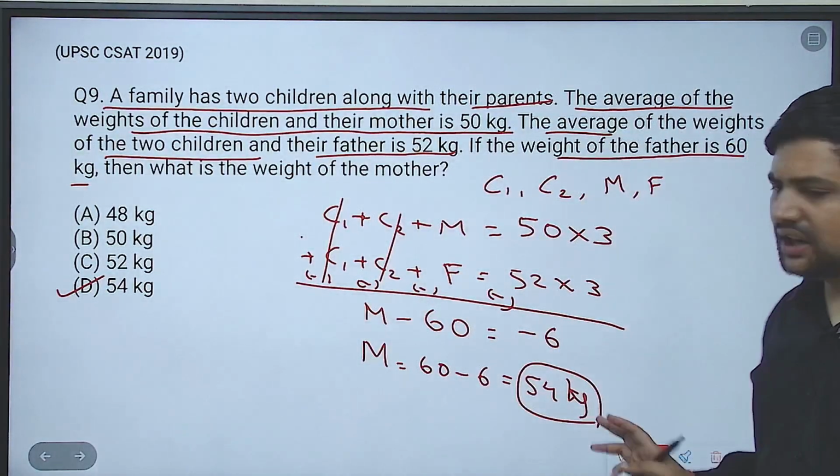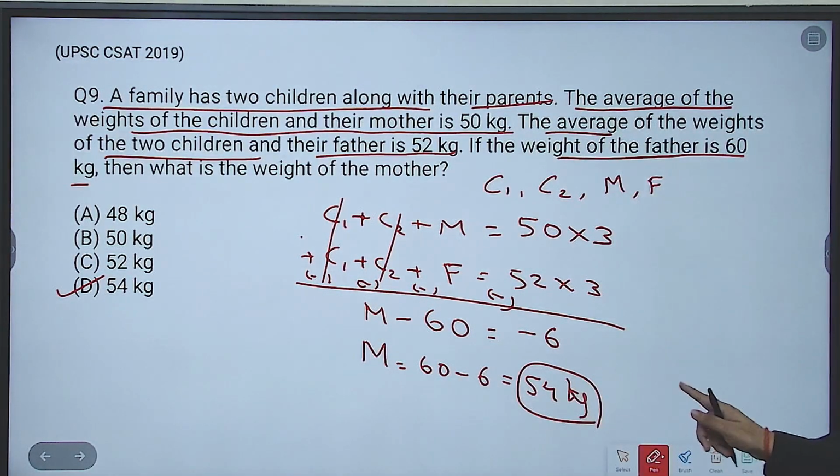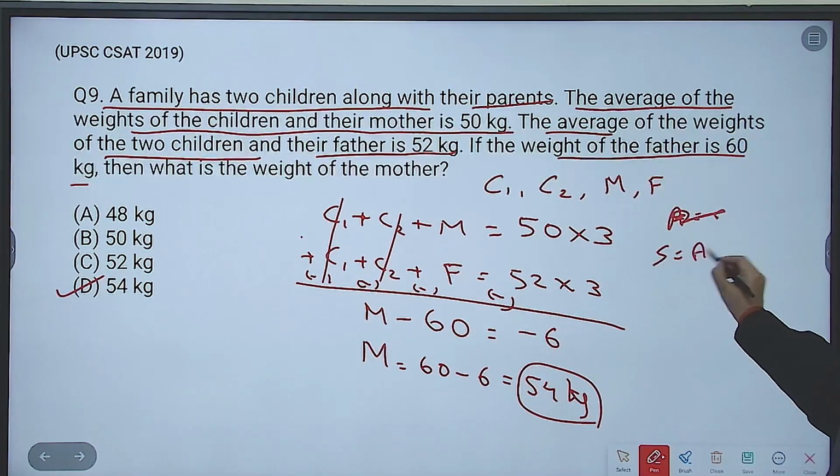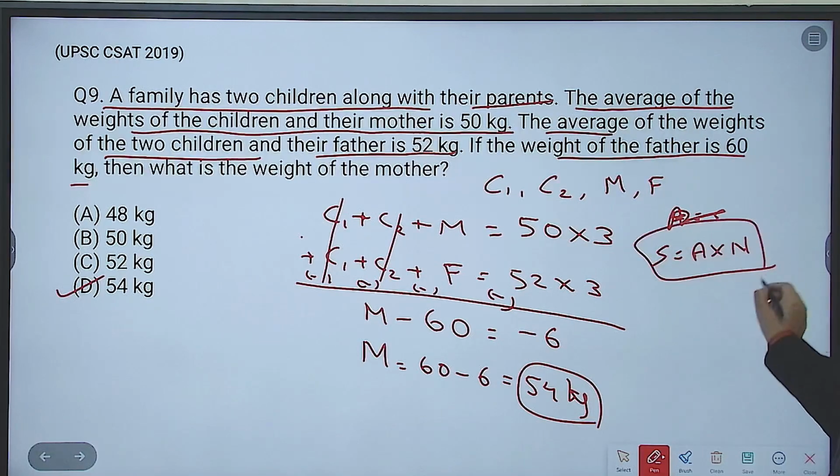Simple two equations you had to solve. Just one thing more you needed to know, that is sum is equals to average into number. Nothing more.